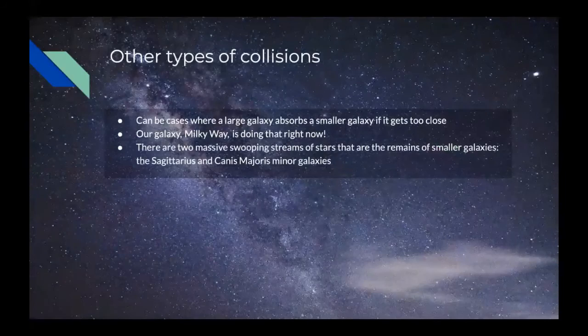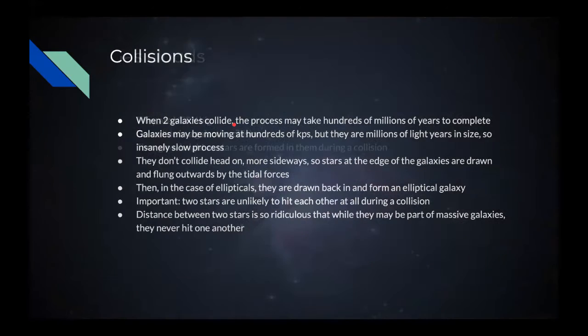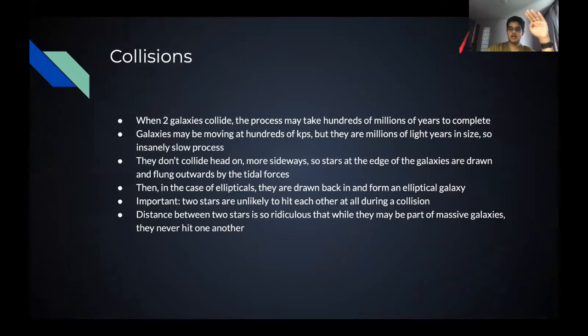I'm just going to go over collisions for someone real quick. So basically, a galactic collision will take a very long time because of how big galaxies are. They don't collide head to head. Most of the time it's more sideways, so one galaxy hits another at an angle. Stars at the very edge are thrown outwards due to gravity and very complex physics, but suffice to say, at the edge of the galaxies, stars are thrown outwards.